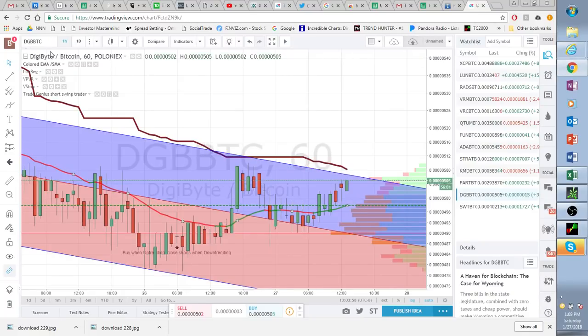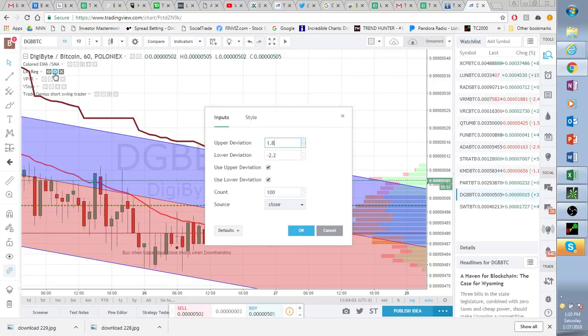The second thing I have is linear regression, and the format I have here is the upper at 1.8 and the lower at minus 2.2. The reason I bias it to the downside is that they like to hunt stops. Algorithms like to look at two standard deviations of channels, so I go a little bit below that to make sure it's truly wanting to go down. On the upside, I'm a little bit on the short side.